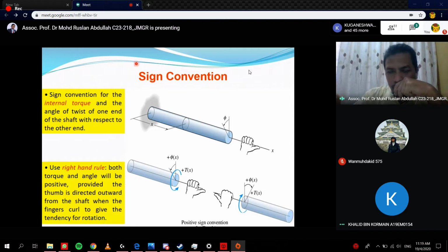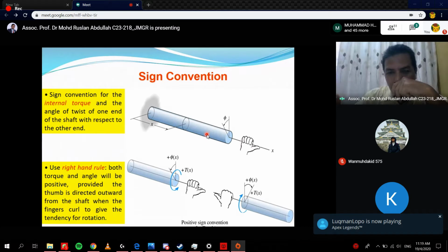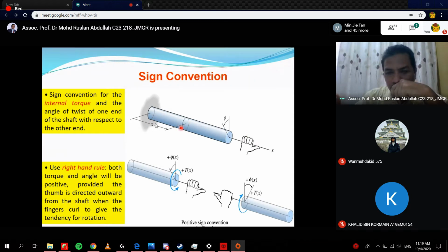Okay, this right hand rule. So let's say this is the shaft. I just repeat, because if you cannot understand how to determine the net torque, you cannot proceed to determine the shear stress and also the angle of twist later. So make sure you understand. Okay, so let's say this is the shaft.